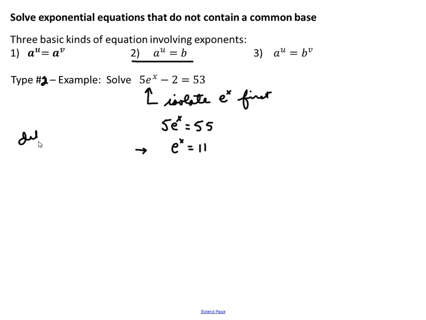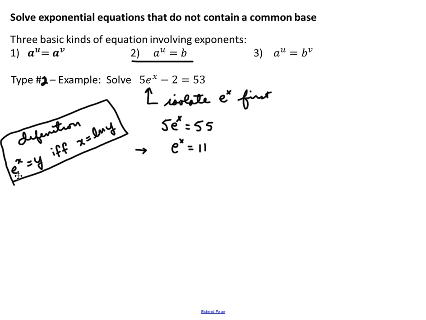And by definition of the natural logarithm, we would say that if we have e to the x equals y, it is only because, if and only if, x is equal to the natural log of y. So in other words, because we have a definition of some base raised to an unknown power equals y, we would try to find x by taking the natural log of that.